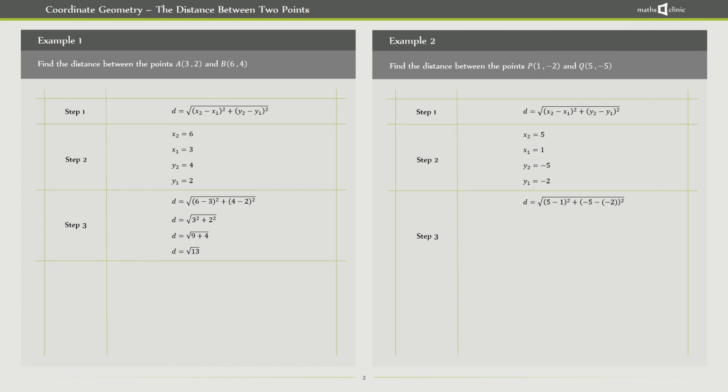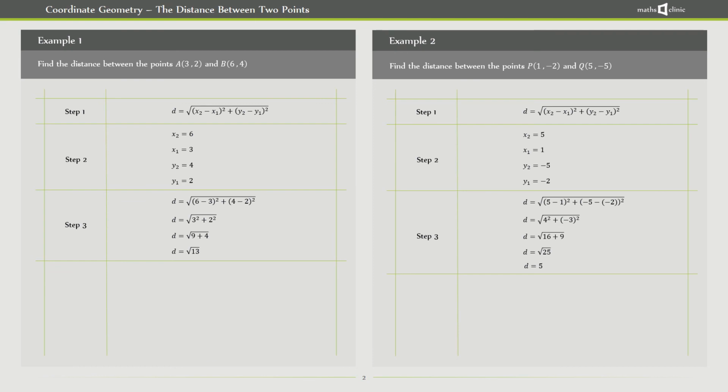Then we'll go ahead and solve that. We put all our values in there, and then we have that 5 minus 1 is 4, and minus 5 minus minus 2, i.e. minus 5 plus 2, is minus 3. So you have the square root of 4 squared plus minus 3 all squared, and then d equals root of 16 plus 9, because minus 3 all squared is 9 and 4 squared is 16. Then you have that d is root 25, and root 25 is 5.